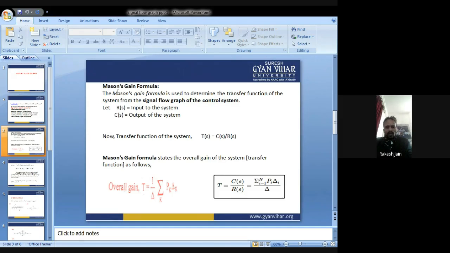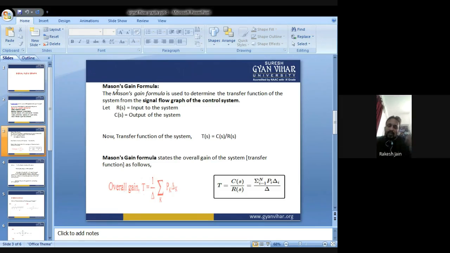Then what is the meaning of T1, T2, T3? What is the meaning of T? T is the gain of forward path. As you see, in any branch of a signal flow graph, you will see a value is written over the branch with the direction. That value is the gain of that branch. So in the forward path, there are a number of branches from the input side till you reach the destination at the output side.